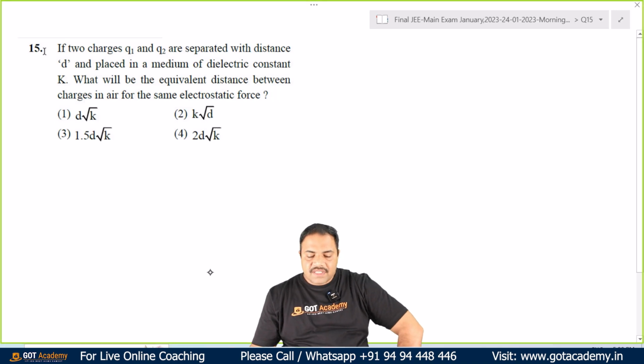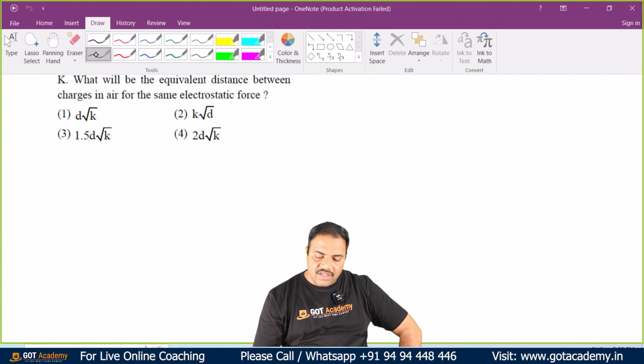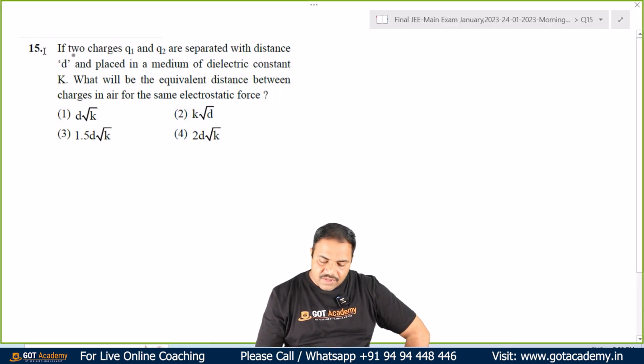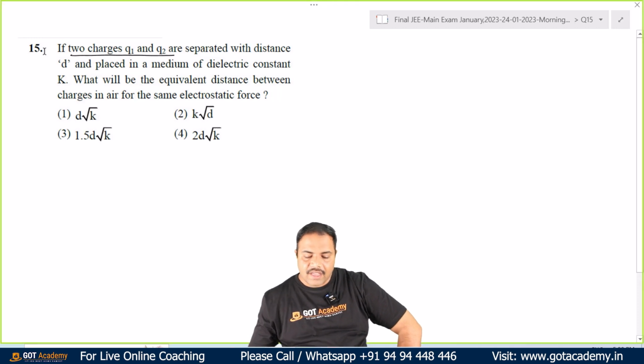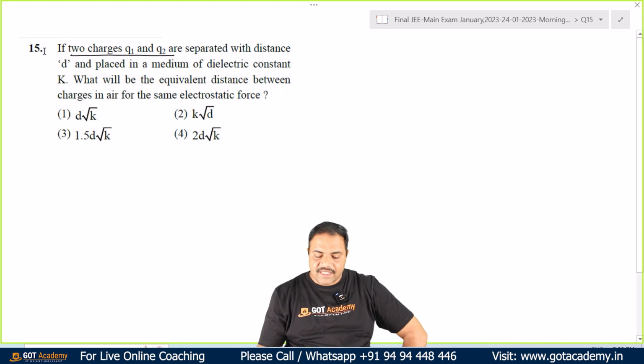So look, my dear children, it was clearly mentioned that there are two charges Q1 and Q2. Whenever I find charges, no doubt this is from the electric field chapter. Two charges Q1 and Q2, separated by the distance d and placed in a medium of dielectric constant K. So let us apply Coulomb's law.